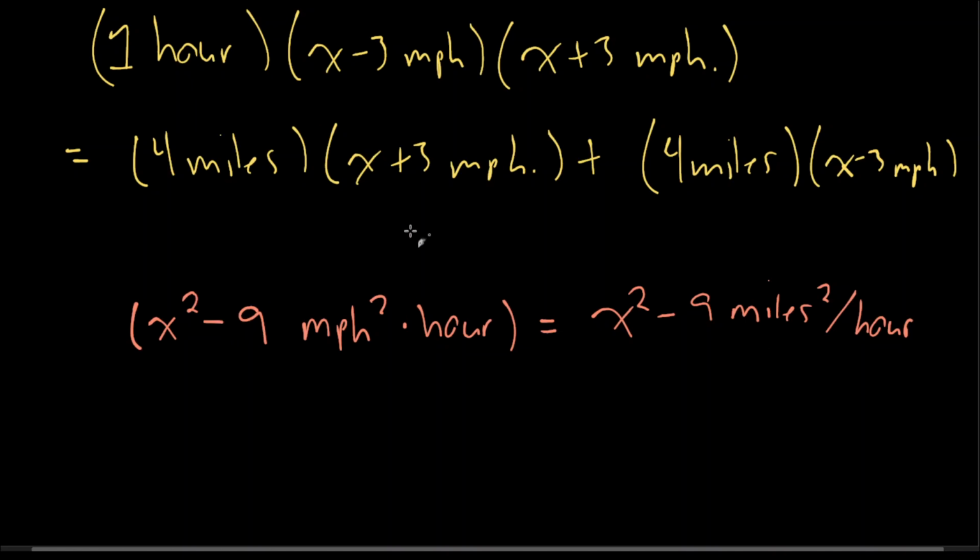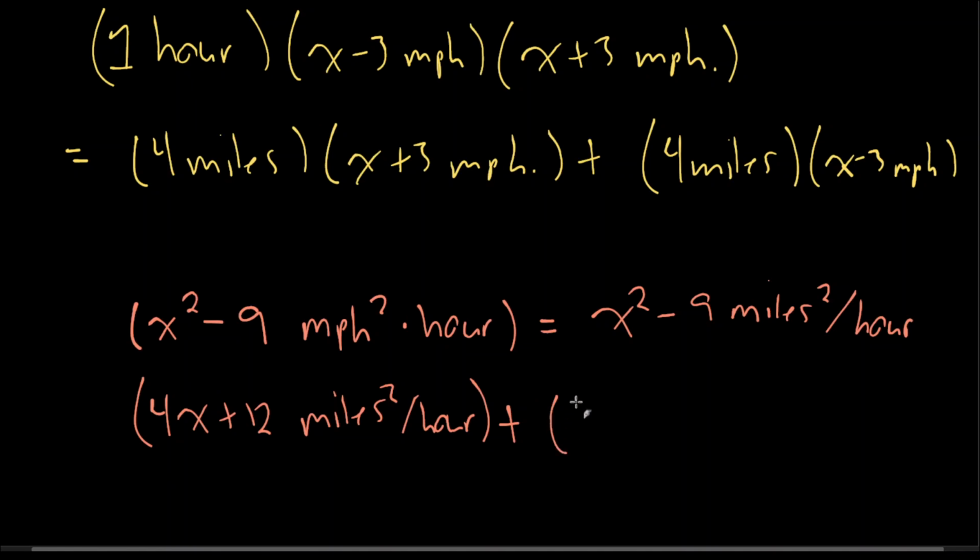Finally, we're on to the right-hand side of the equation. This is 4 miles times x plus 3 miles per hour. This is 4x plus 12, again miles squared per hour. Horrible handwriting, I know. And we see something similar with the other expression, 4x minus 12 miles squared per hour. Great.